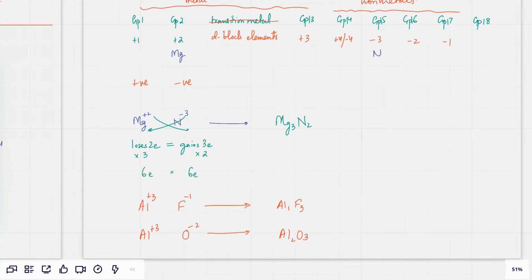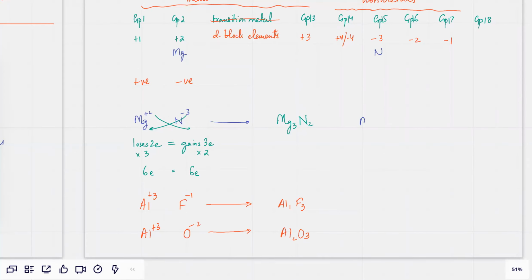And then how do you write the names of these ionic compounds? It's got 2 ions. It's got magnesium and it's got nitrogen. They're 2 ions, Mg and N. So you've got magnesium. And you've got nitrogen. Now the only difference is that the name of the negative ion changes only. When you name this thing, instead of calling it nitrogen, you call it nitride.